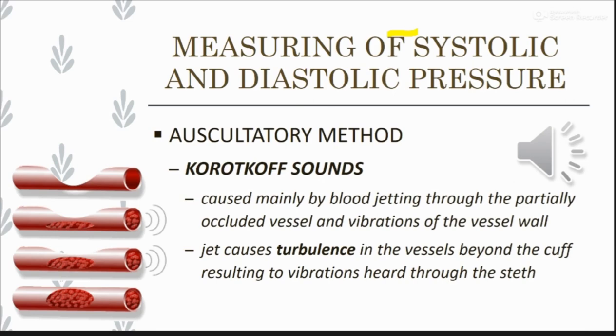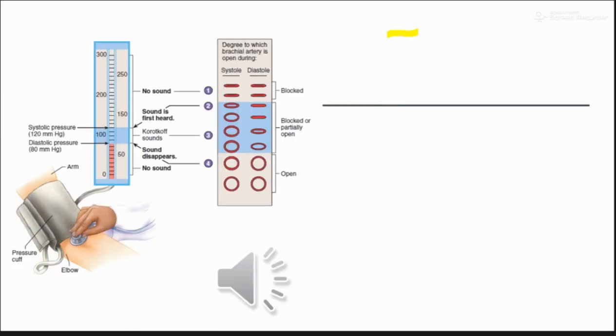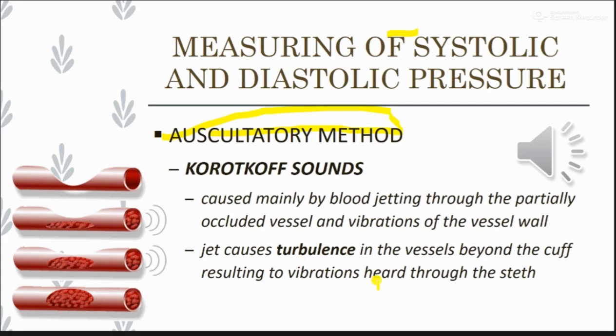Okay, so let's go now to the measuring of systolic and diastolic pressure. So we have what we call your auscultatory method, meaning you will use a sphygmomanometer and also a stethoscope, just like that one. The Korotkoff sounds are caused mainly by blood jetting through the partially occluded vessels, and vibration of the vessel. That's why when you use your stethoscope, you will hear it when you start to release the gauge. The jet causes turbulence in the vessels beyond the cuff, resulting in vibration heard through the stethoscope.